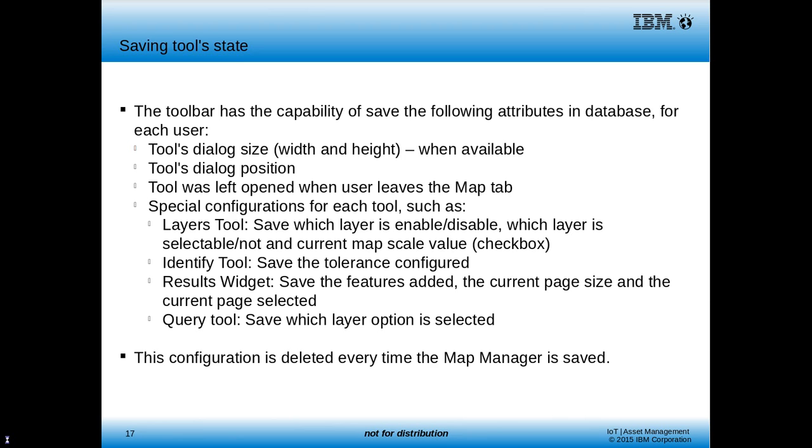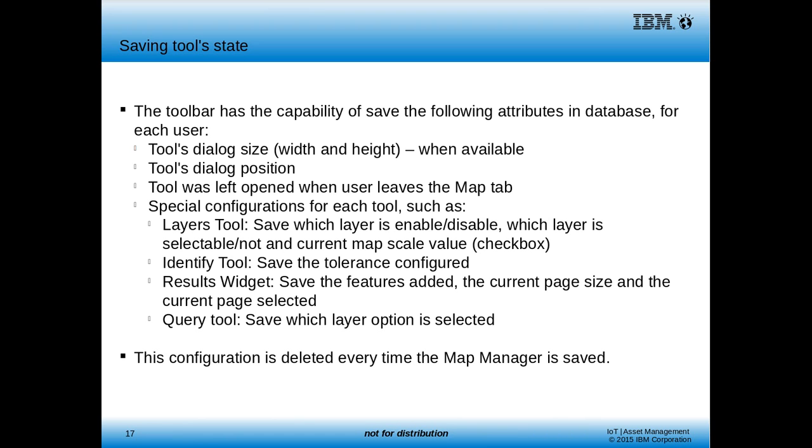Okay, so now the toolbar has the capability of saving the following attributes in the database for each user. The tools dialog size, so you are saving the width and height when available, because there are some tools that you cannot resize the dialog. The tools dialog position: you can open the tool, move the dialog to a certain position, and when you open it again, it will open at the same place.